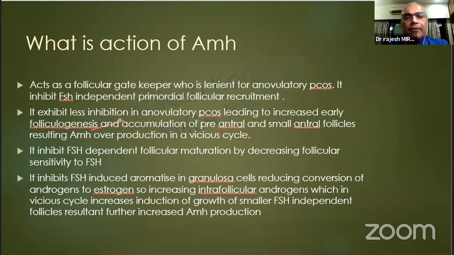It inhibits the FSH dependent follicular maturation, which happens once the follicle crosses 4 millimeter, by decreasing the follicular sensitivity to FSH. So it is FSH ka dushman. It reduces the sensitivity of the FSH. It inhibits the FSH induced aromatization in the granulosa cells, thereby reducing the conversion of the androgen to estrogen. So it increases the intrafollicular androgens, which in a vicious cycle increases the induction of growth of the, again, smaller FSH-independent follicle, and which again results in a further increase in the FSH production.